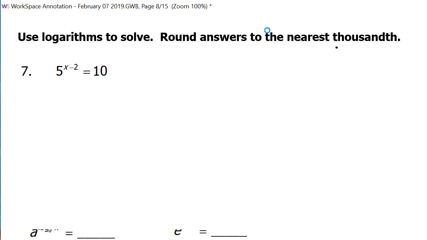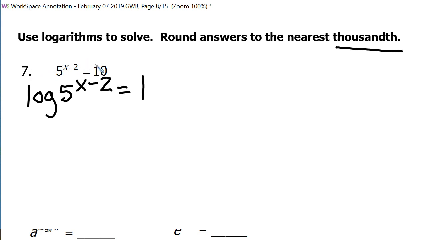Okay, so for number 7, what we've been doing was get a common base. So can I get a common base with 5 and 10? No. So if you can't get a common base, you will have to log both sides. So whatever you do to the left side, you have to do to the right side. So take the log of the left side. So we're logging 5 to the x minus 2 power. And we are also logging the right side, which is 10. So step 1, log both sides.